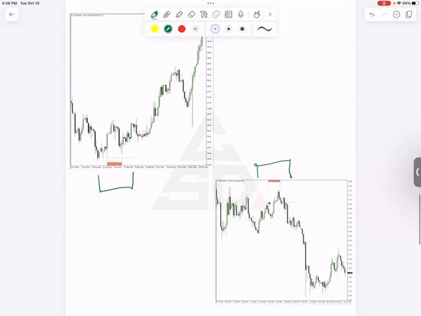DXY created a failure swing. Reversed up. And on this pair, pound USD around the same exact time took out the high, then reversed. So like I say again, this is the non-symmetrical market condition. This is where you can take advantage of moves like this in the market. So I'm going to give you guys some type of conclusion to all this.